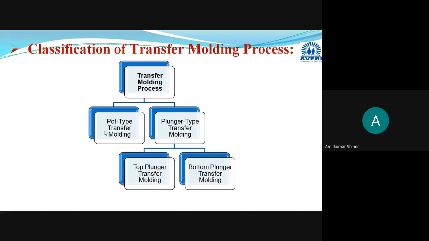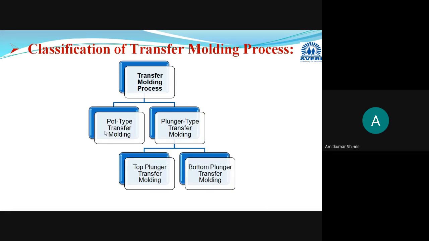Only these directions will vary. The remaining stages and procedure will be the same as in the transfer molding process. In pot type, plunger type, top plunger and bottom plunger, only the transferring channels and the direction of the plunger change. The remaining principle is the same as the transfer molding process. Now we will discuss all these types in brief with the help of sketches or diagrams.